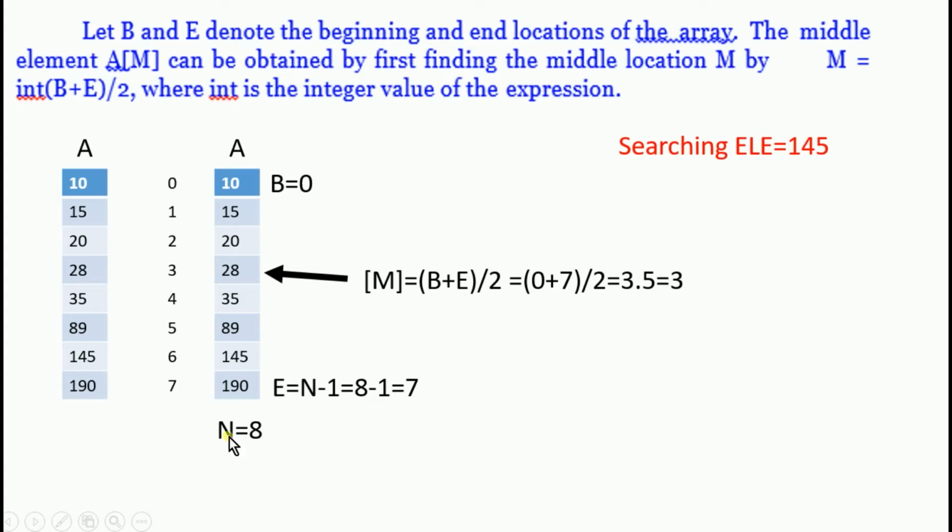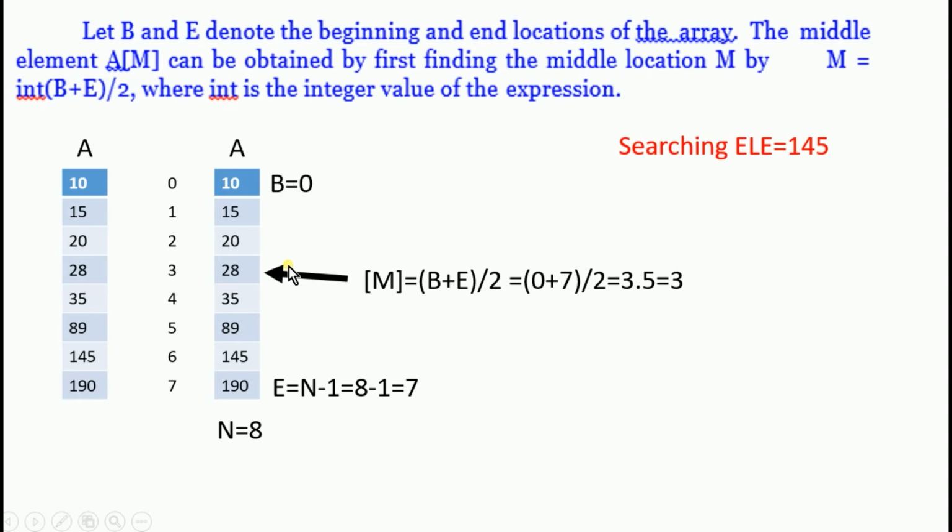Now n is 8, so we have 8 values in the array A. B is the lower bound, E is the upper bound, and we will find M as per the rule, (B plus E) divided by 2. B is 0, E is 7. So 0 plus 7 divided by 2 is 3.5. But we have to take only the integer part, so that is 3. That means M is 3.